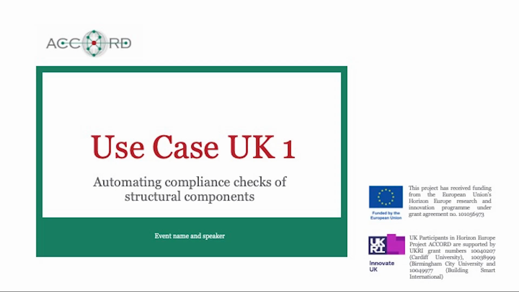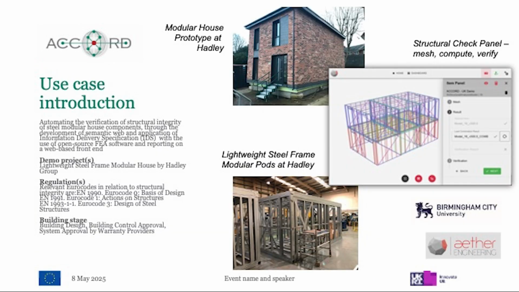This video presents the UK demonstration case developed for the Accord project. Funded by Horizon 2020 and UK Research and Innovation, the project explores automated compliance checking in construction. The UK case represents the result of a 3-year collaboration between Birmingham City University and Ether Engineering. The demonstration focuses on automating the verification of structural integrity in modular steel housing.